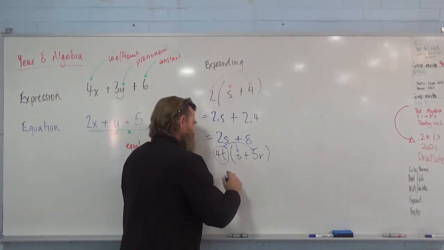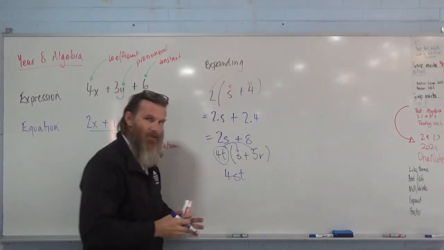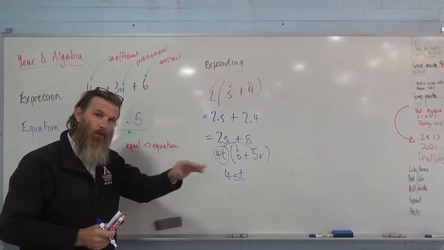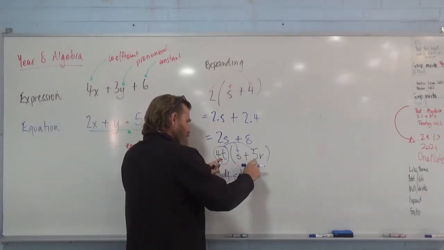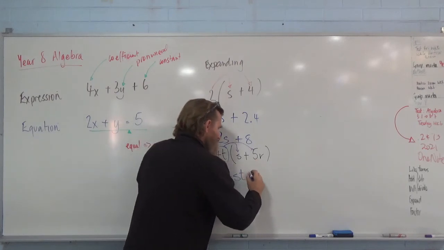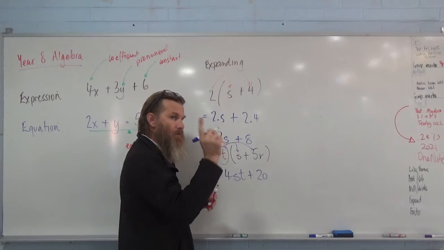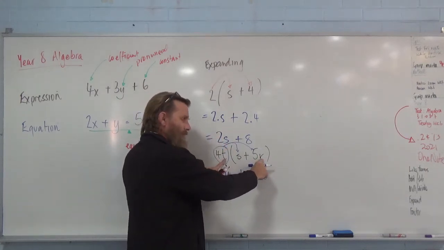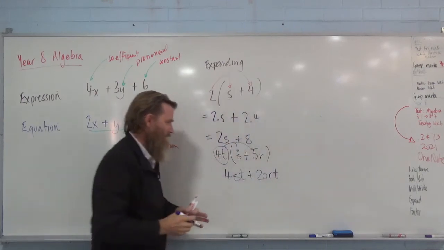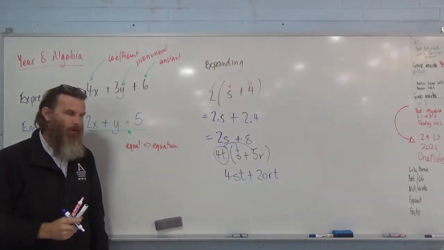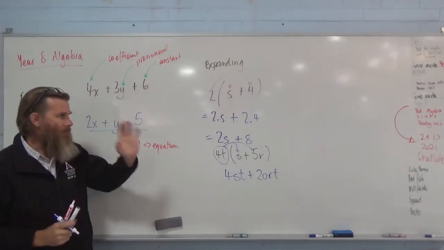Now this is where your multiplication idea you've got to be good with. 4t times s is actually going to be 4, and I'm going to write it as st, because we usually write them in alphabetical order. Then 4 times 5 is going to give me 20. Remember, multiply the numbers, place the letters. T and R, I'm going to put them in alphabetical order. RT. Bingo. That's the expanded version from here. Now, factorization.